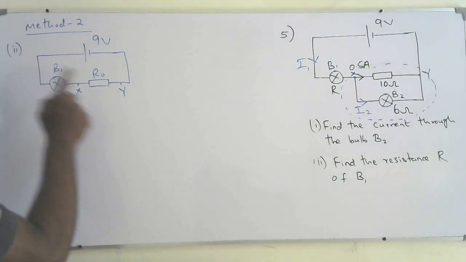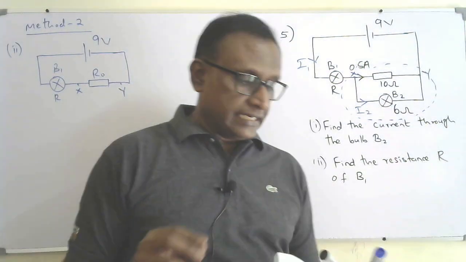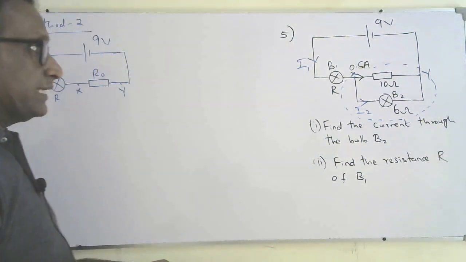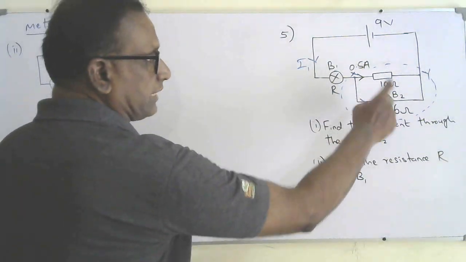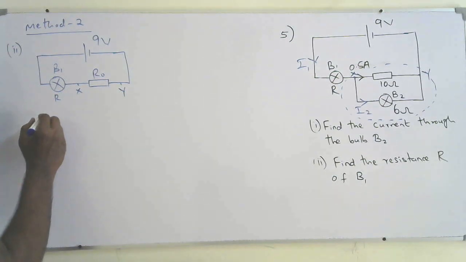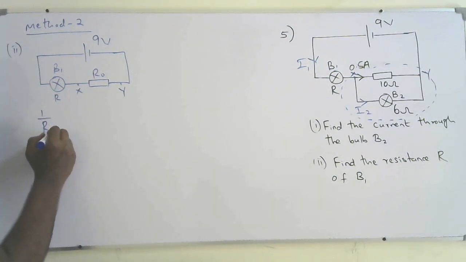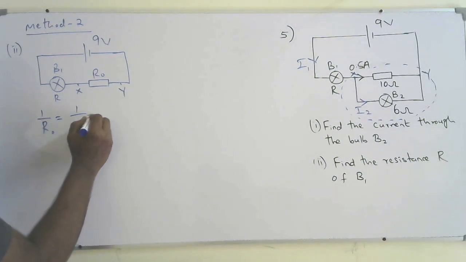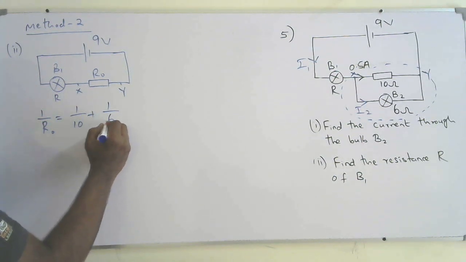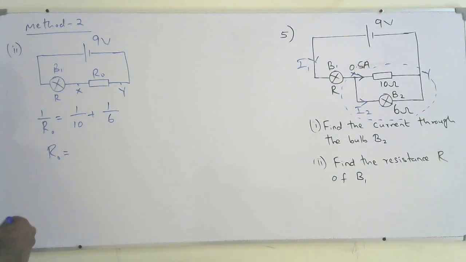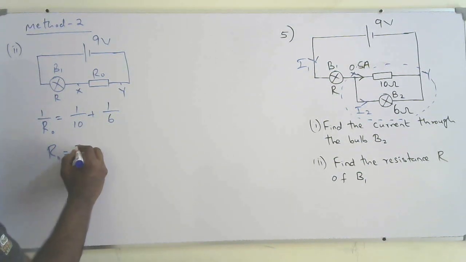Okay, so the same part, the second part, I can do by a second method using the potential divider. I'll find the equivalent resistance of 10 ohm and 6 ohm. So 1 over R naught is equal to 1 over 10 plus 1 over 6. Find the R naught. That will be 3.75 ohms.